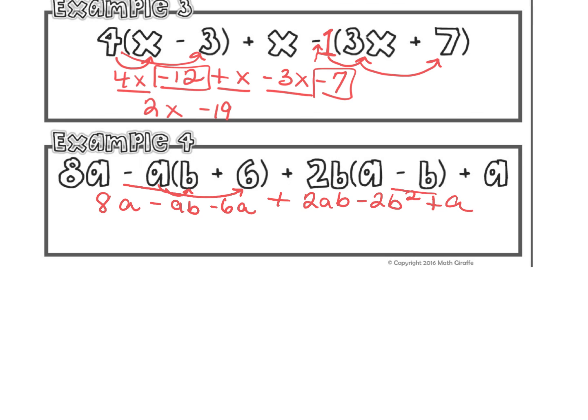Now, you know that your variables should be in alphabetical order, but after the alphabetical order, you then have to look at the degree. So this negative 2b squared has the highest degree, so that's going to be in the front. Negative 2b squared. Then you're going to look for your a terms, which would be 8a and negative 6a, which is positive 2a, plus this a back here is positive 3a.